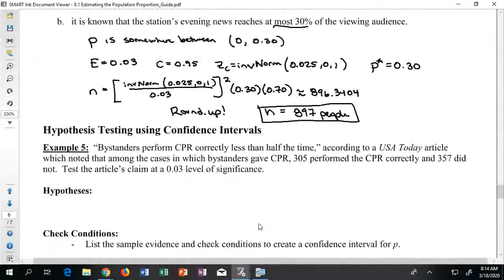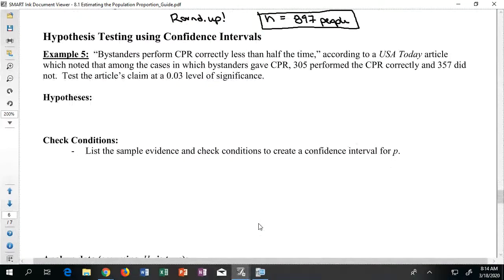All right, in this video, we're going to take a look at how we can actually conduct a hypothesis test using a confidence interval. What we're going to see is that the questions we're about to ask are questions that we've kind of already asked before, at least this first example here, example number 5.